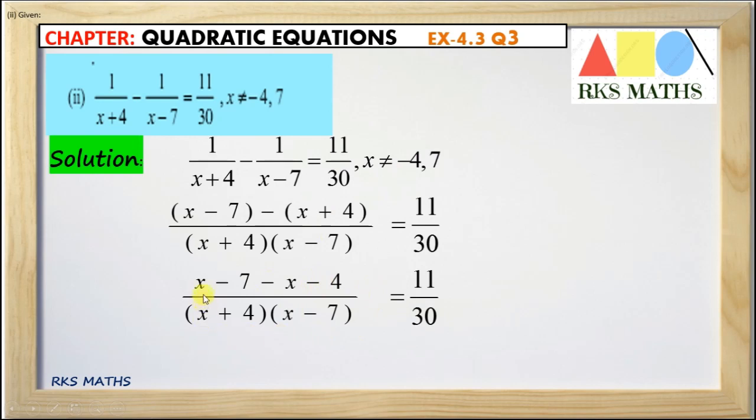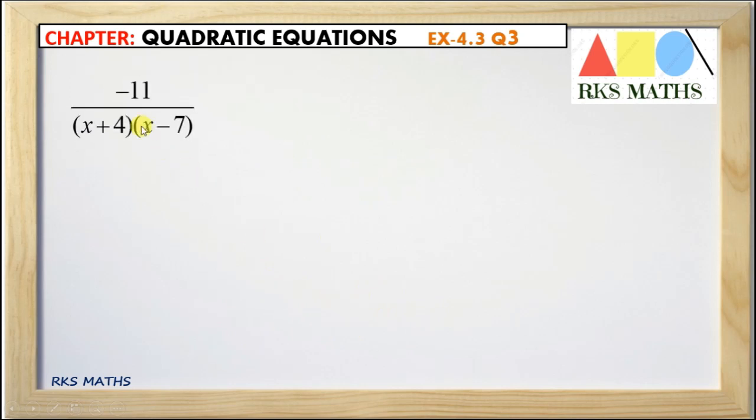Further simplifying this, x minus x becomes 0, and minus 7 minus 4 will become minus 11 upon x plus 4 into x minus 7 is equal to 11 upon 30. Student, this 11 and this 11 get cancelled out, so here we will be left with minus 1 upon x plus 4 into x minus 7 is equal to 1 upon 30.